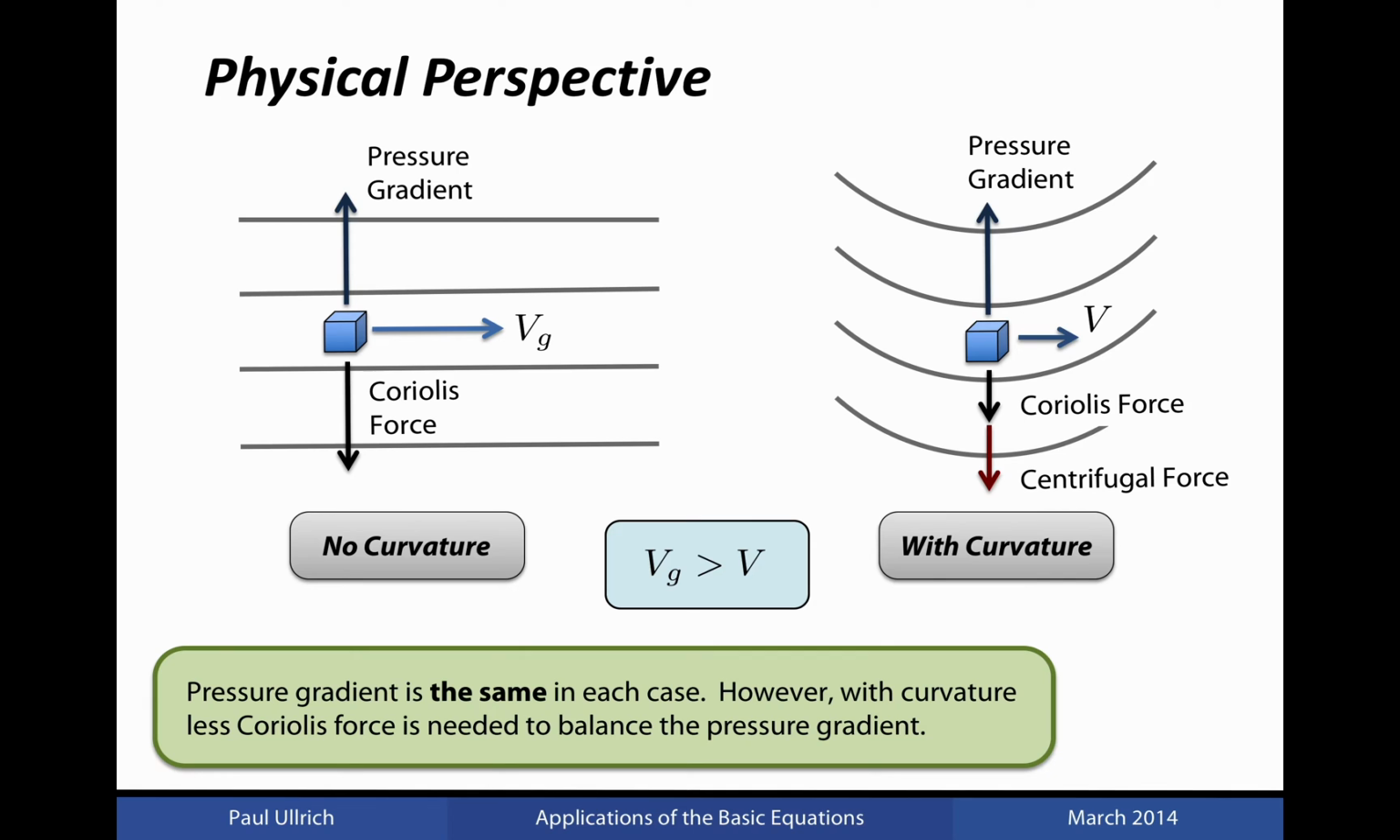And so you must have that the real wind speed, which then determines the magnitude of the Coriolis force, must be weaker so that when added to the centrifugal force, you have a balance with the pressure gradient force. In each case, the pressure gradient is the same. Recall that we are imposing a pressure field that is independent of the flow itself. So in each case, regardless of whether curvature is present or not, we have the same pressure gradient force. However, with curvature, less Coriolis force is needed to balance the pressure gradient, and consequently, the flow velocity of the fluid parcel will be slower in the presence of curvature.